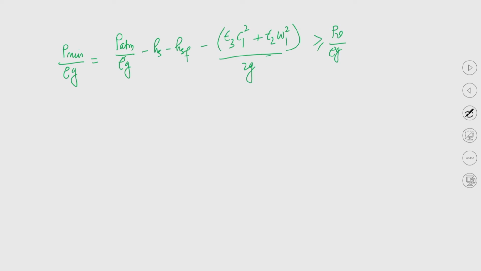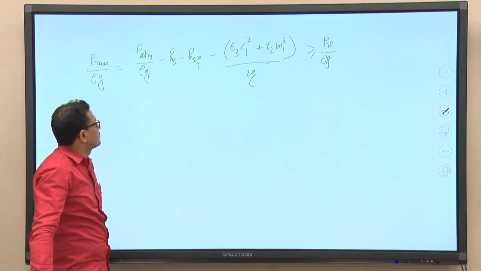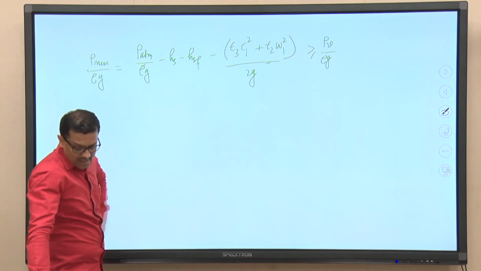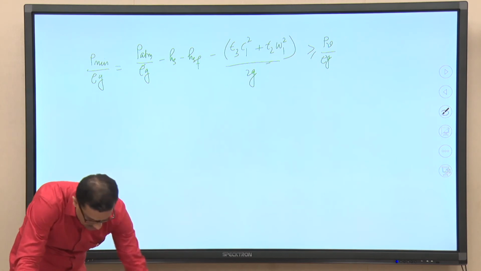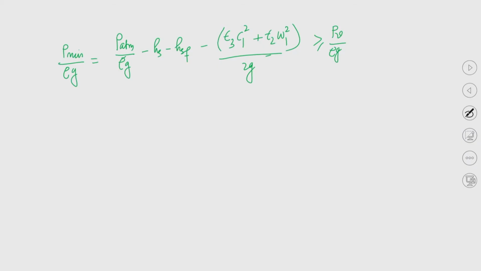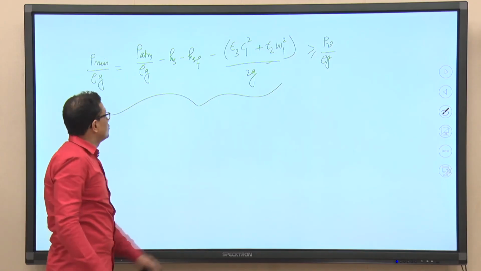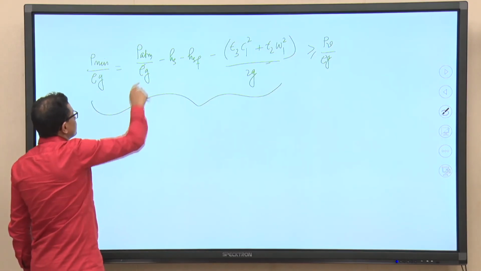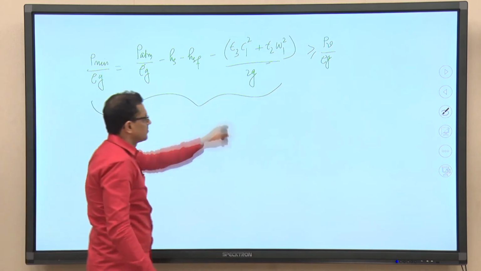This is what I did: I have written 1 plus epsilon 1 is equal to epsilon 2. So, this is the case. Now, you can see what will happen: the total term should be greater than P v by rho g. If we look at the expression of this equation, this is very common, you can easily identify the first 3 terms and this is the last term.